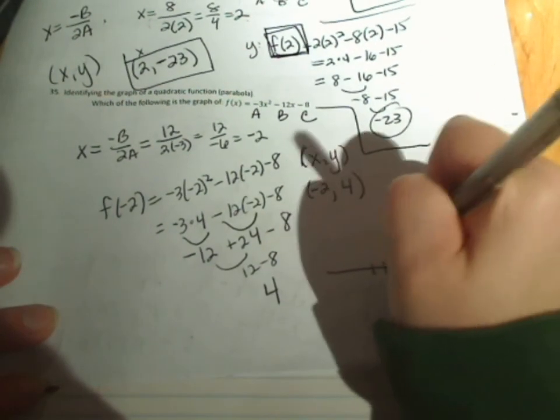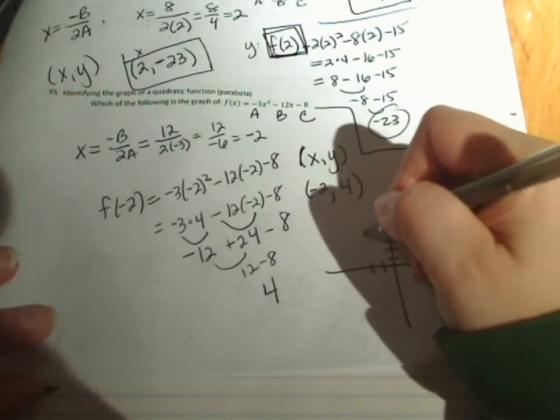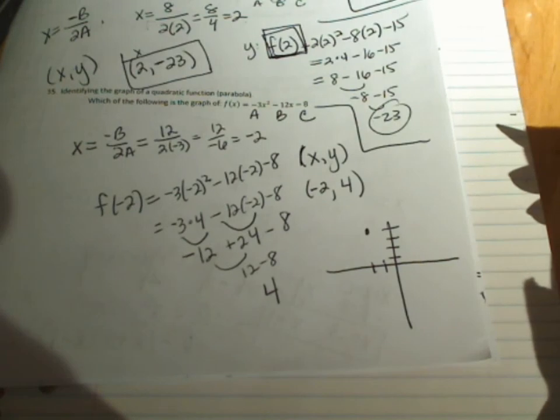So 1, 2, 1, 2, 3, 4. 2 on the x, 4 on the y. That is your vertex here.